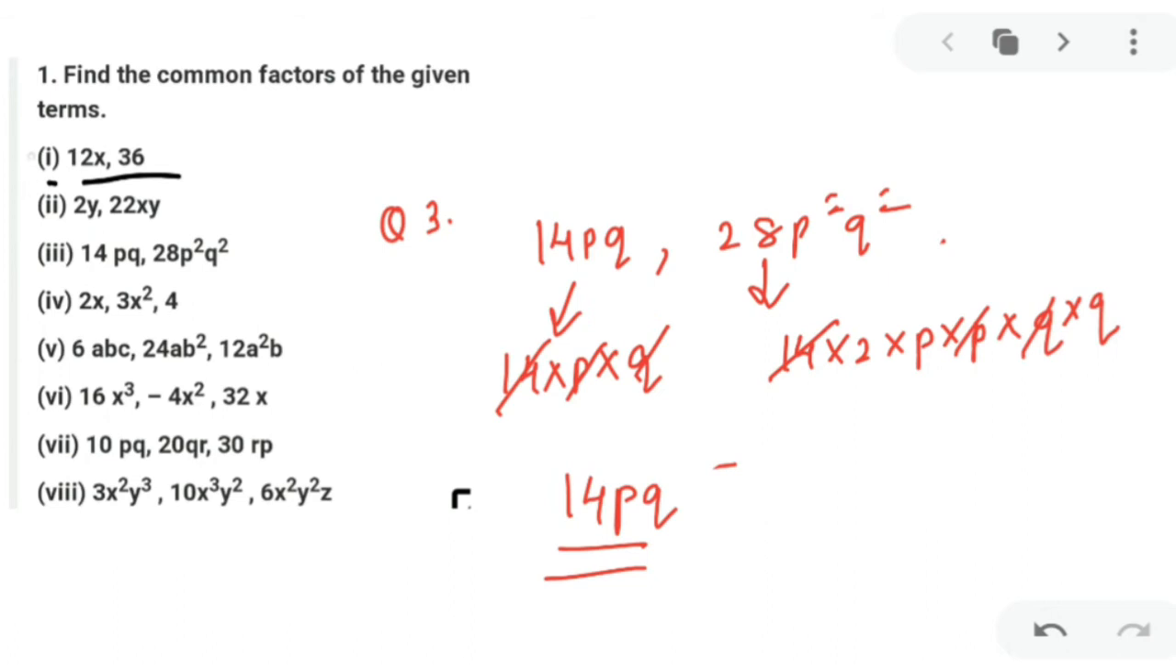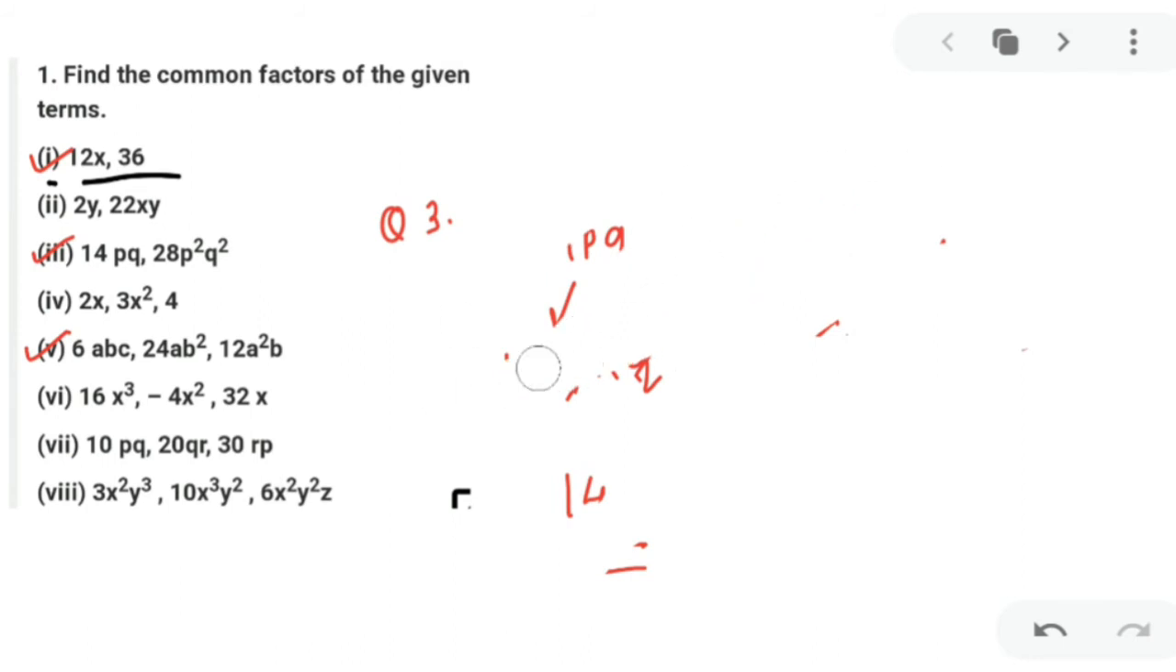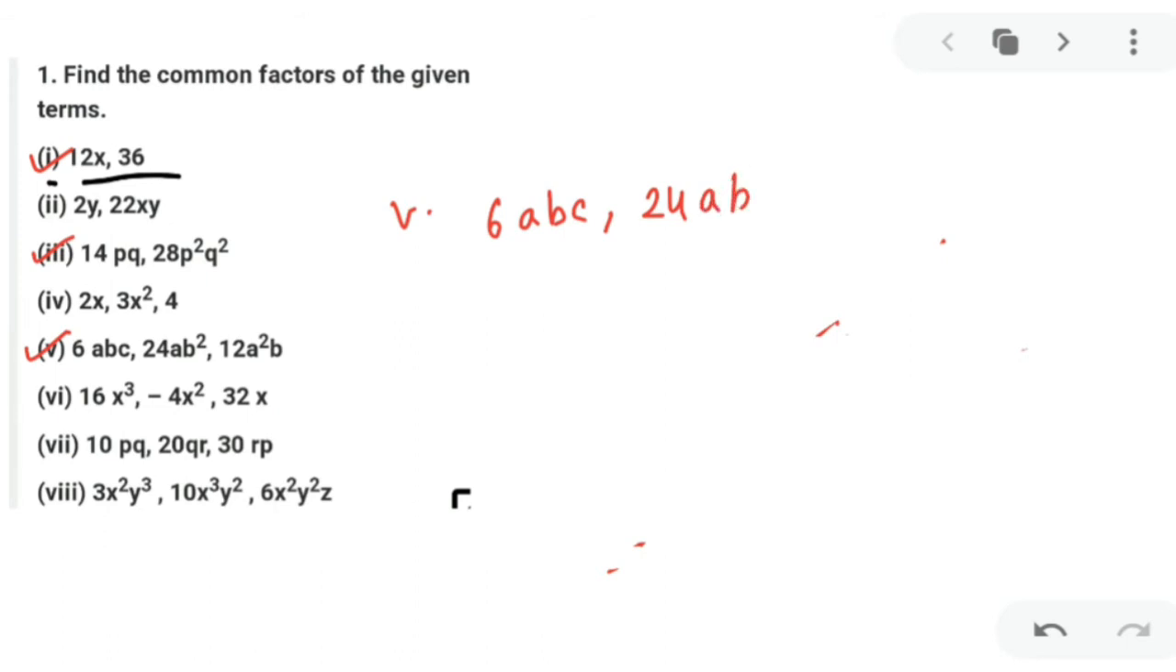Let's jump on to, I have done first and third. I'll be giving a try for fifth then. Let's jump on to fifth. And it says, problem number fifth has 6abc, 24ab square, 12a square b.